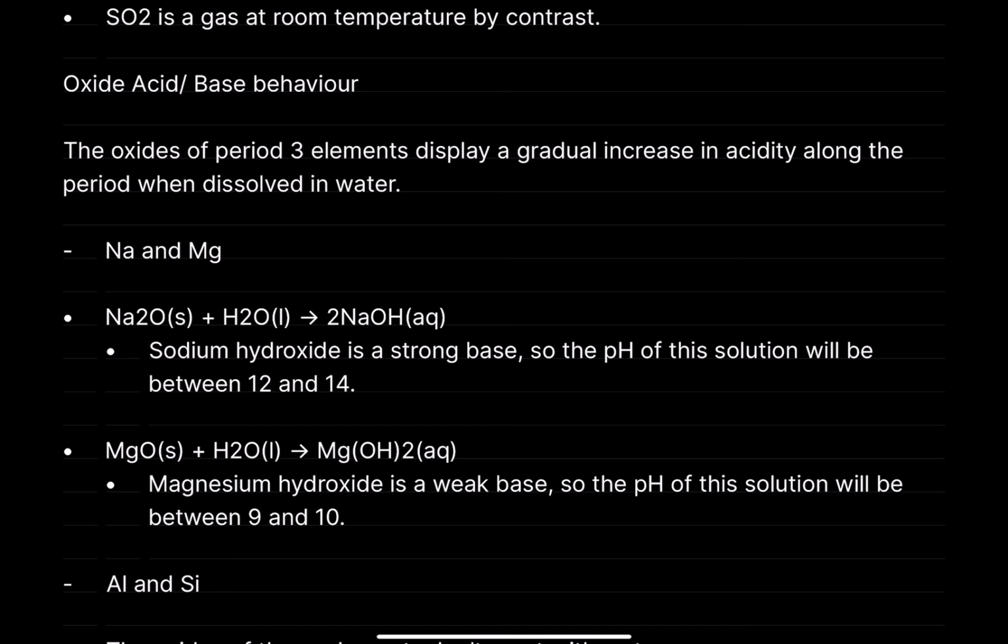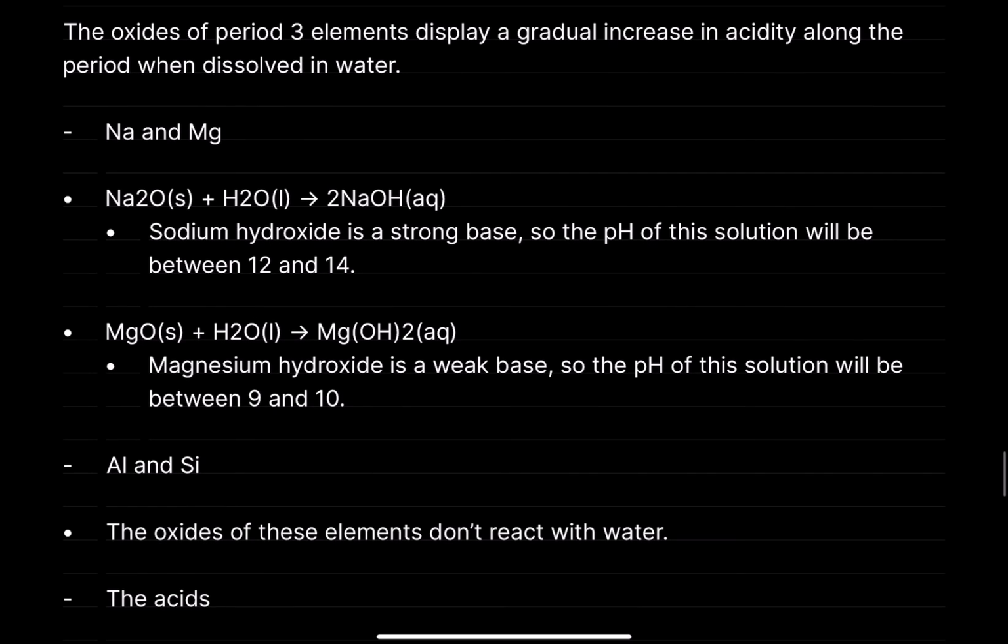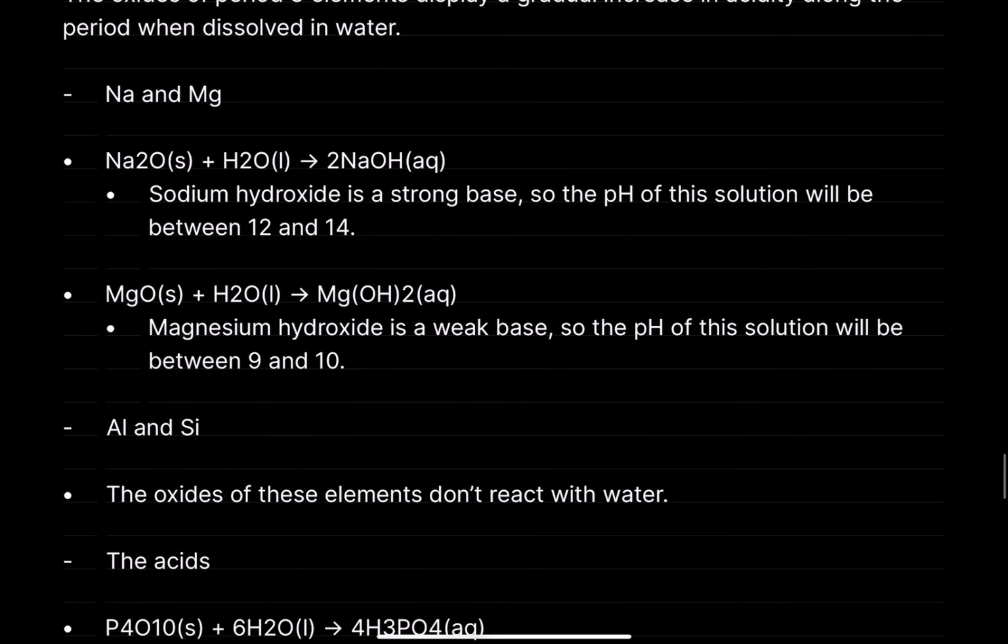They wouldn't take a mark away from you, as long as you don't start being weird about it and start doing over the top calculations. But if you're worried about reducing it down, they do accept multiples. So the person marking you would accept the multiples. So sodium hydroxide is a strong base, so the pH of this solution will be between 12 to 14.